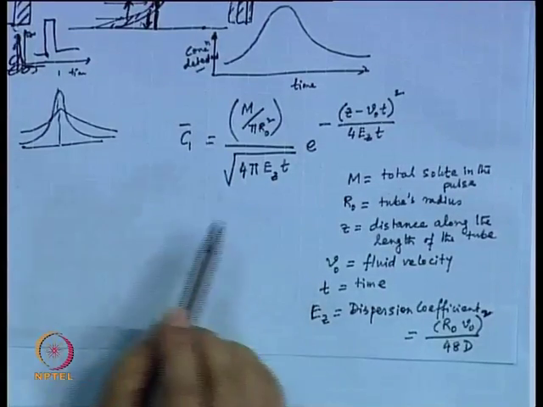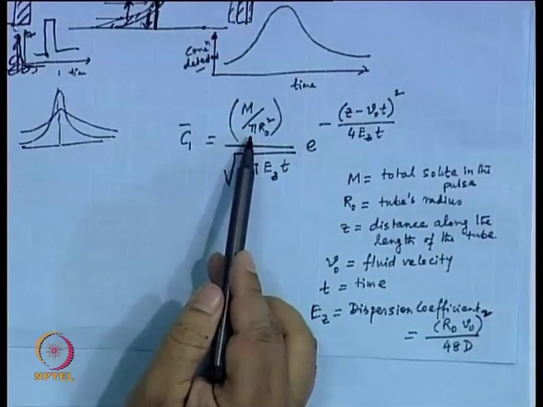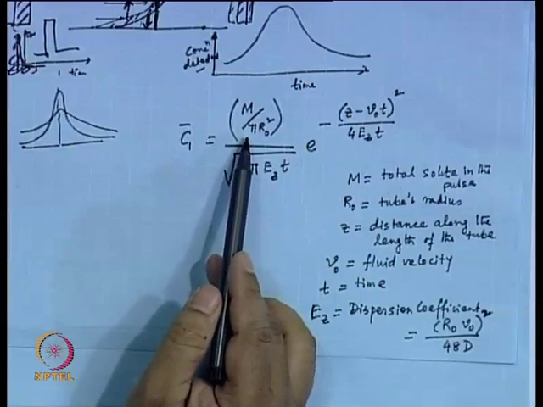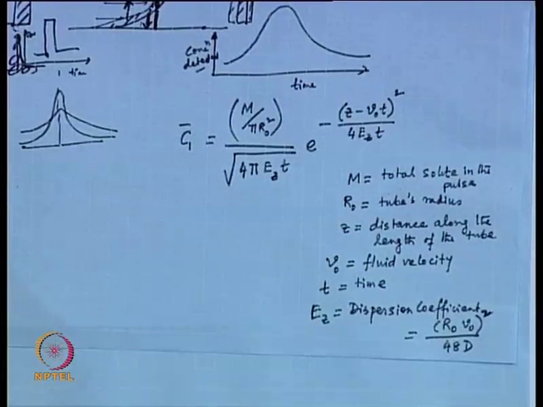Now, what do we have here? If we look at this M divided by pi R naught square, does this ring a bell? M is the total solute in the pulse, and R naught is the radius of the tube, so pi R naught square is the area over which the diffusion takes place. You remember when we talked about the diffusion of a spot of tracer in an infinite medium, there also we had an M by A term in the numerator. So this M by pi R naught square is that M by A term. That is one thing I want you to appreciate.